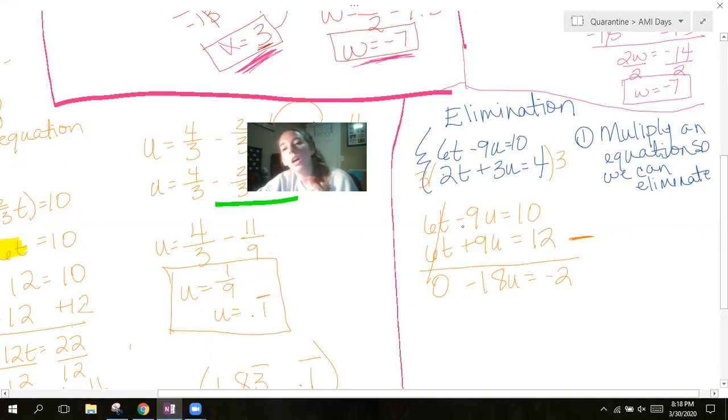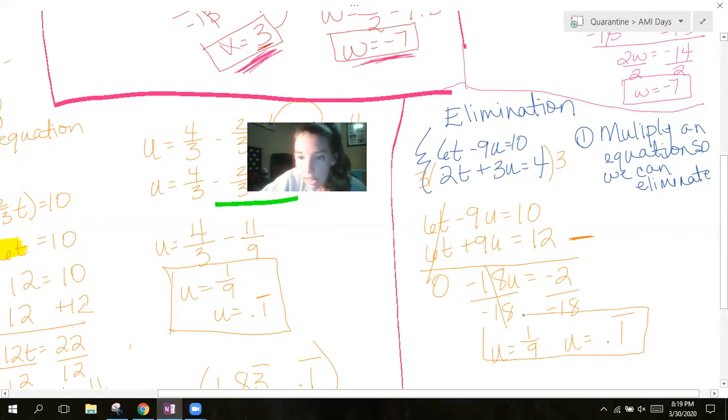Okay, so then we are going to then divide it. So we have divided by negative 18, divided by negative 18, those cancel, and u equals 1/9, or if you want to write it as a decimal, 0.1 repeating. All right, guys, which again is just like what we had earlier. Okay, so that's good to know.